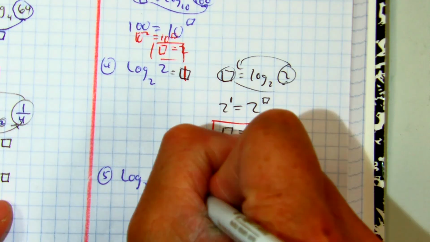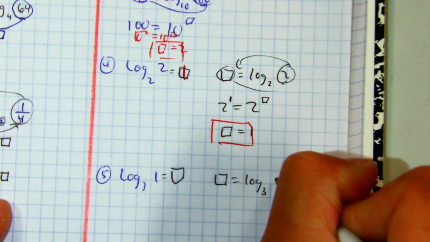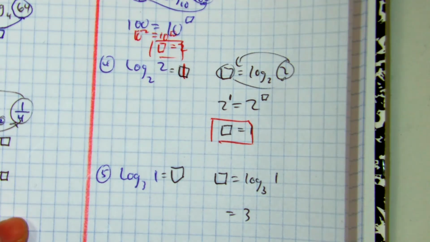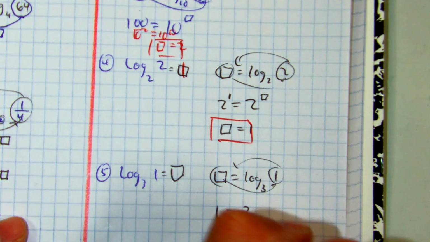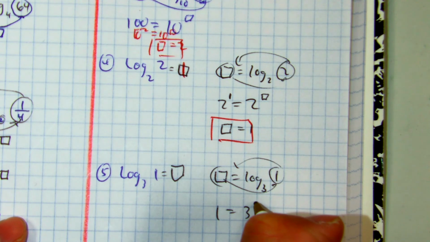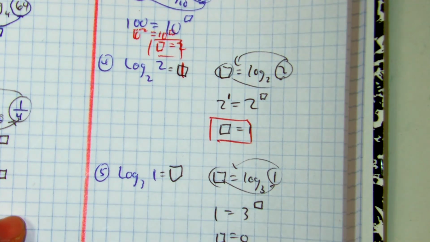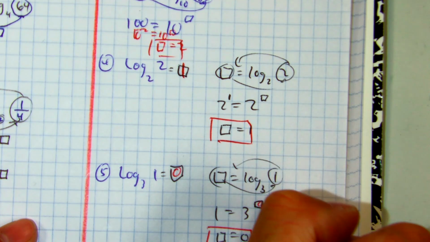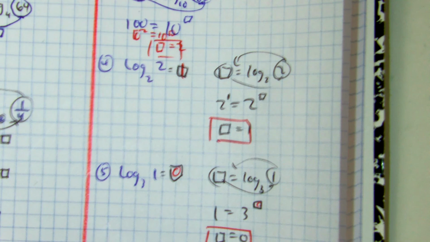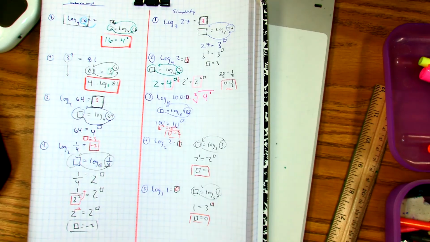Girls, what's your base? Girls, what goes on the left side? And what goes up there? Box is equal to 0. Anything to the 0 power equals 1. So 5 examples of us simplifying or evaluating logs.